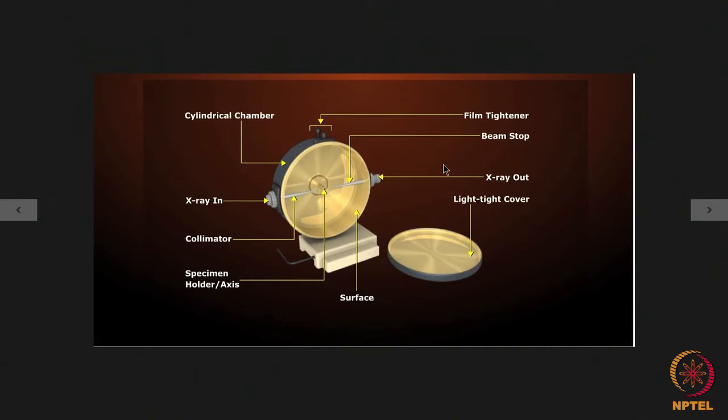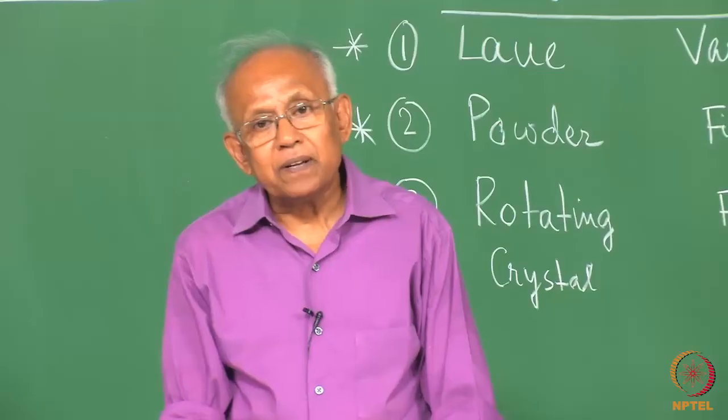Now let us come to the powder method. In the powder method, the most important method is the Debye-Scherrer method. Now, what happens in the Debye-Scherrer method? We use a camera which has the shape of a flat cylinder. This is the flat cylindrical camera and it is covered by a light tight cover. The specimen is placed right at the center, and the specimen is a needle shaped specimen.